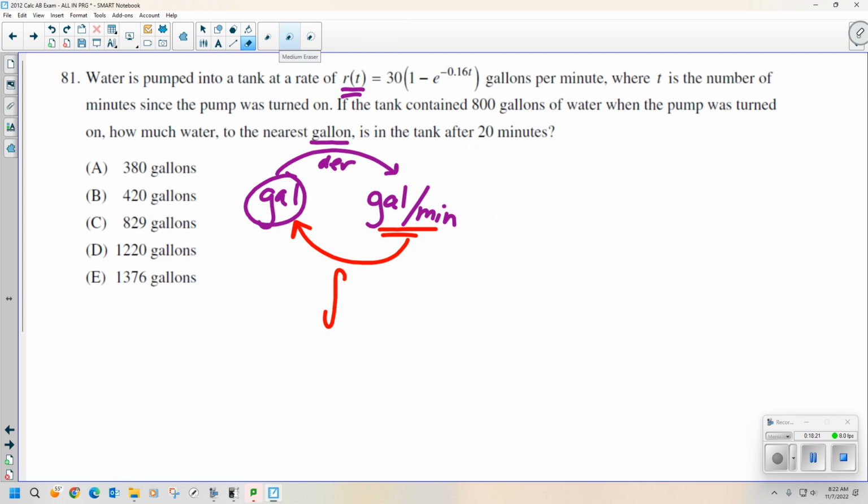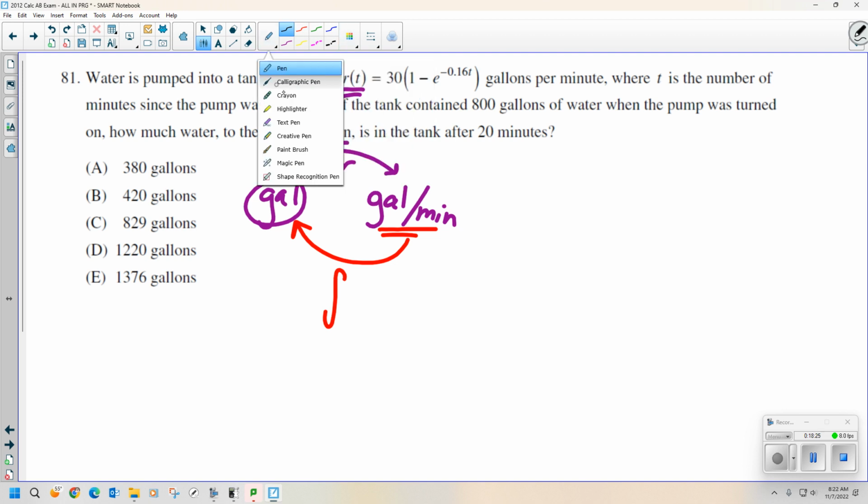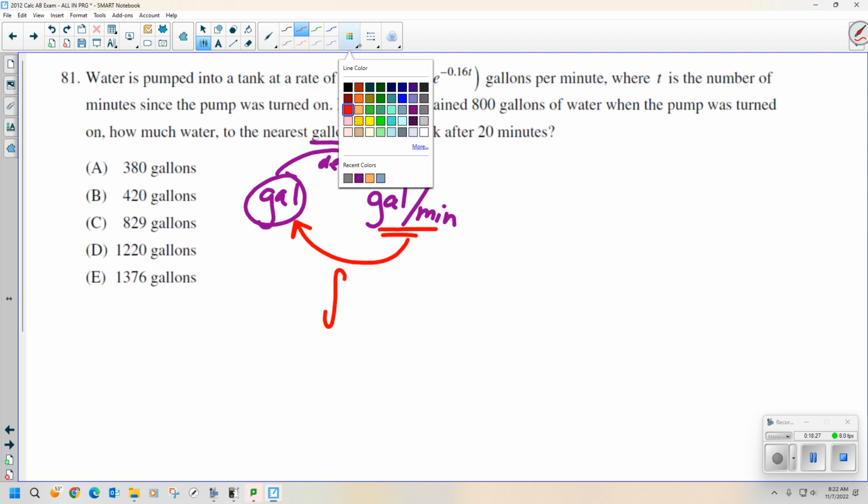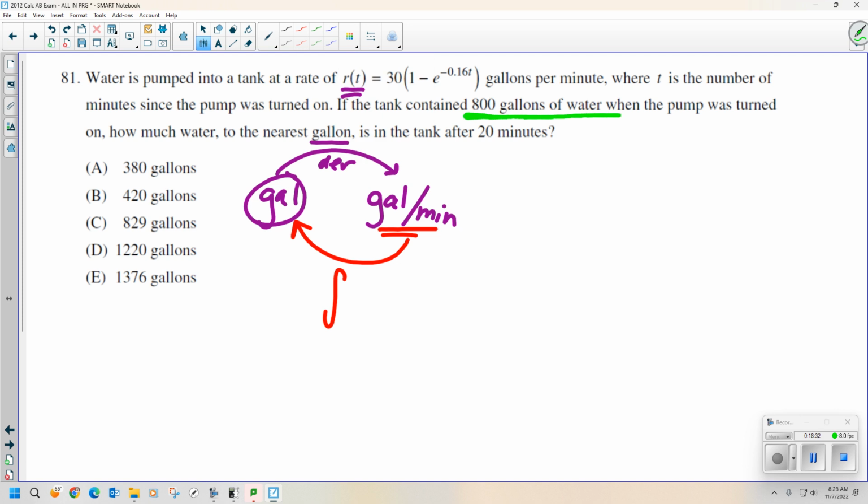The second thing, which is pretty important as well, calligraphy. I wish, by default, I gotta learn to make that by default. The second thing is, there's 800 gallons of water in the pump when it was turned on. This rate represents the gallons per minute since the pump was turned on.